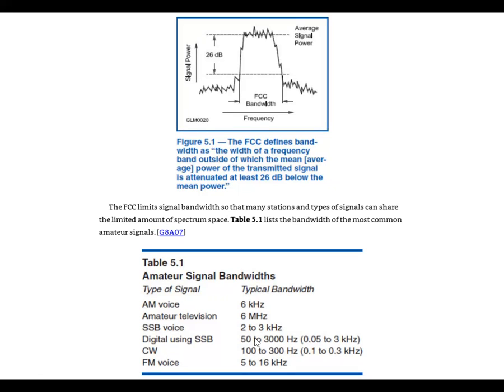Digital, using single sideband, has a range of 50 to 3 kilohertz. CW is a very narrow band mode. One of its attractions is that it uses minimal bandwidth, and one advantage of minimum bandwidth is you pick up less noise because you can filter out all but what you need to hear from the CW. And then FM voice is authorized 5 to 16 kilohertz of bandwidth.